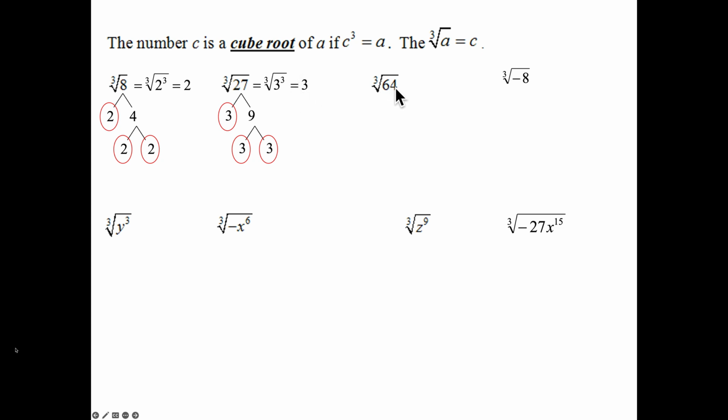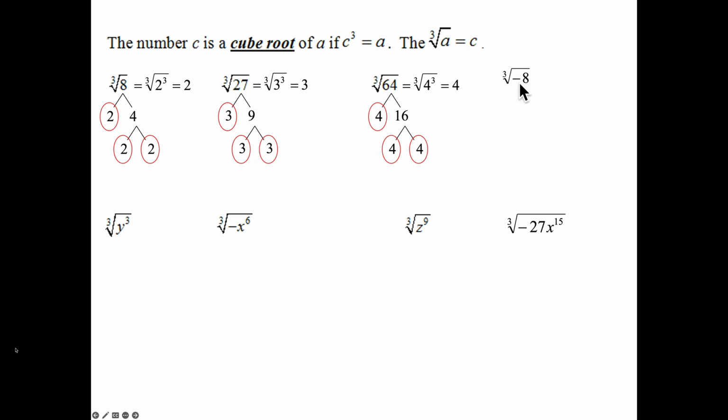Cube root of 64, be careful. 64 is also a perfect square, and it's also a perfect cube, so it's not 8 and 8. We could go 8 and 8, but then we have to break it down. We want to go 4 and 16, and 16 is 4 and 4. There's my 3 4's. The cube root of 4 cubed, or 64, is a 4.